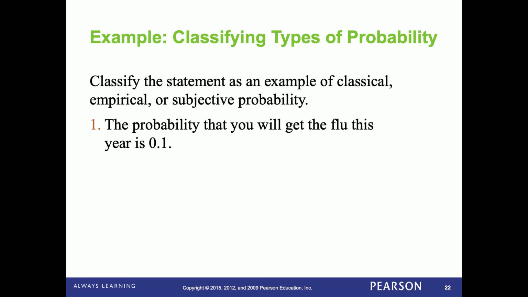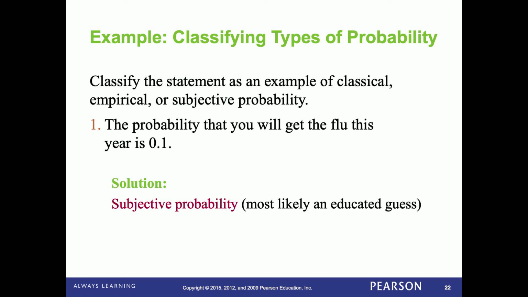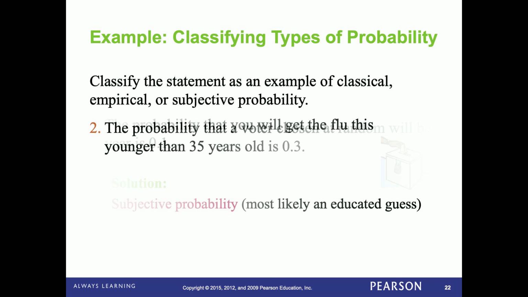The probability you'll get the flu this year is 0.1. All right. Have they experimented with people and figured out what the probability is of one person getting the flu and not getting the flu? No. Have they actually run an experiment yet and counted how many people got the flu? No. So they are just projecting over past experience what's the chance of getting the flu. It's kind of a gut reaction. So this is subjective. It's like an educated guess.